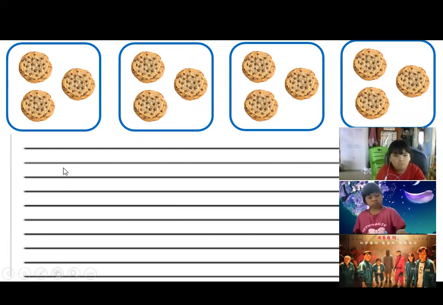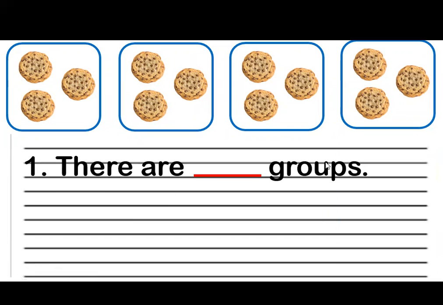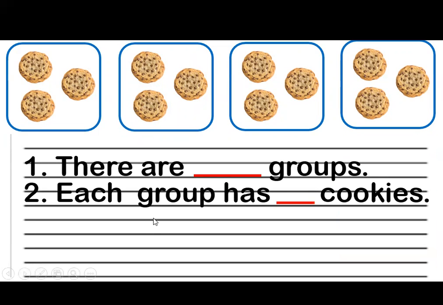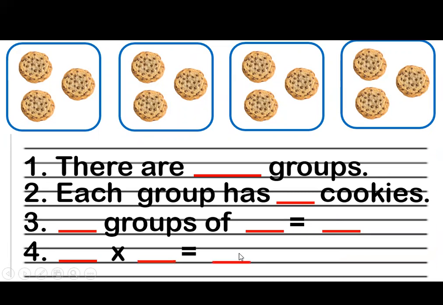Okay, number 1, everybody copy and answer. There are blank groups. Number 2, each group has how many cookies? Blank groups of blank equals blank. Number 4, okay, so you write the multiplication equation.